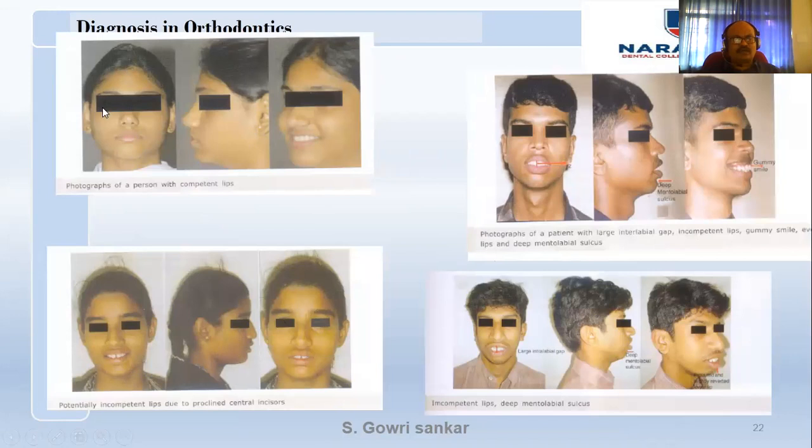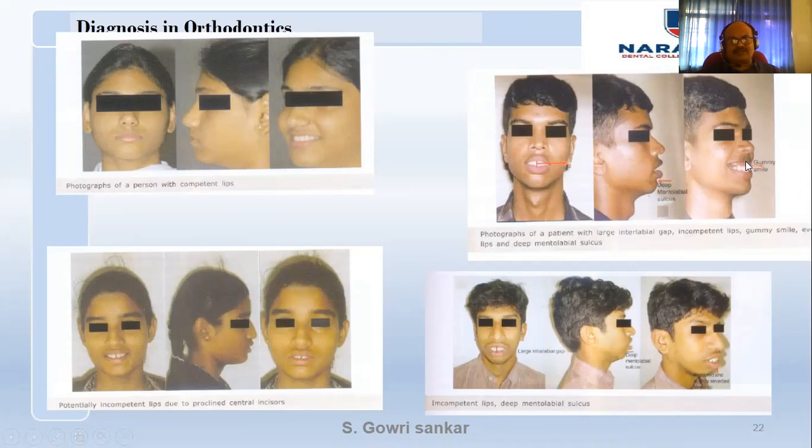This is how competent lips look. Just 4 millimeters of separation there. At rest we have a perfect lip seal, and you can see the perfect lip seal from the side view, or profile, of the patient. Whereas here you can see incompetent lips. These incompetent lips in the patient have created a large interlabial gap.